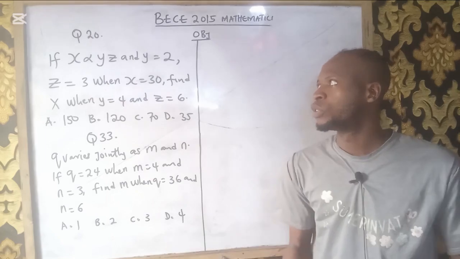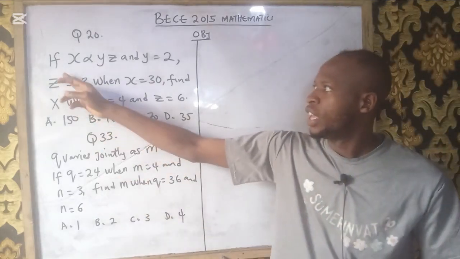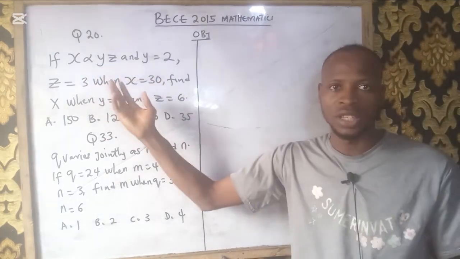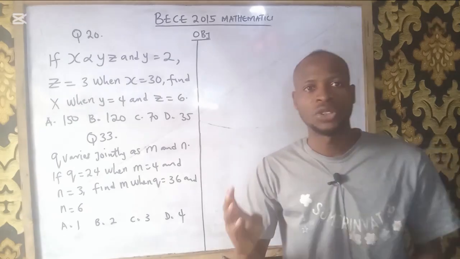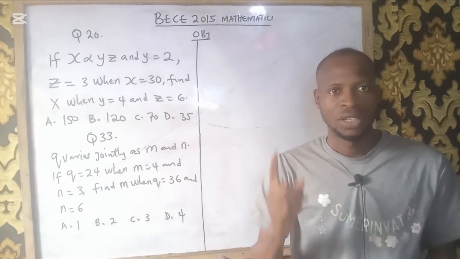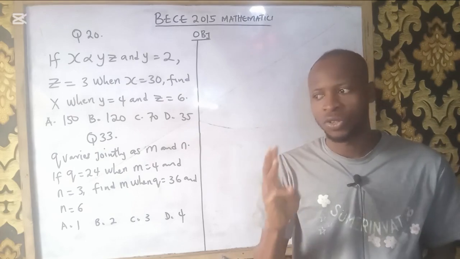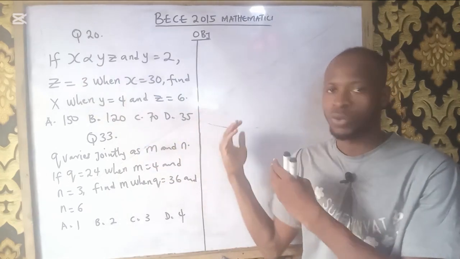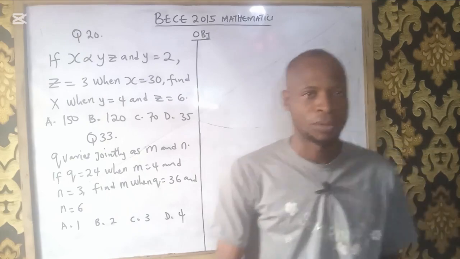So let's start with the first one, question 20. If x varies jointly as yz, why did I call it jointly as yz? A joint variation has three variables and just a constant. So what we have here is just three variables. That's why I call it jointly varies as yz. So let's solve the two problems now.